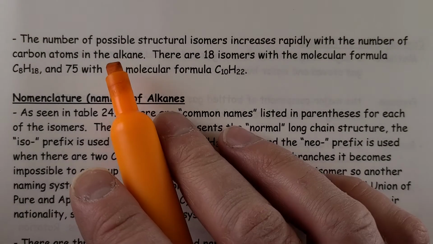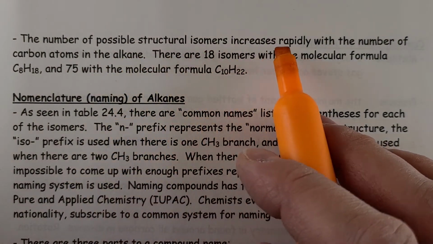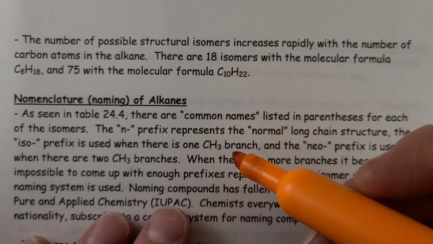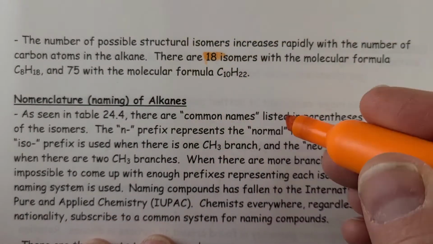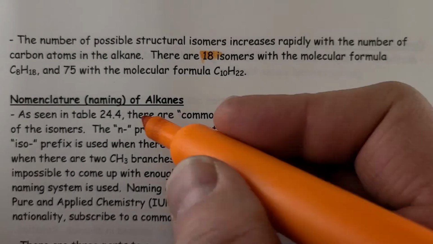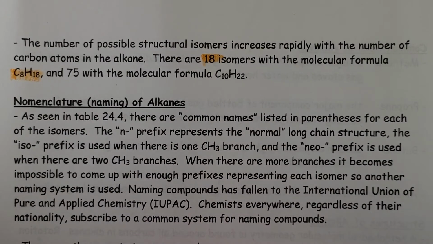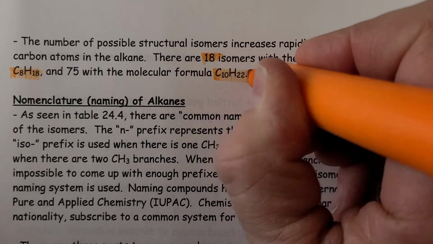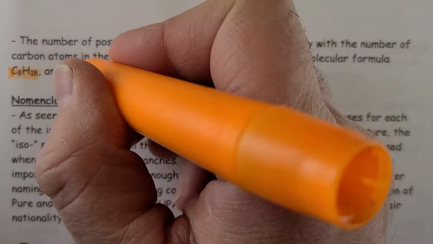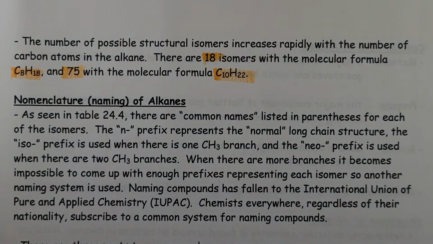And if I keep going up, the number of possible structural isomers increases rapidly when I add more carbons on. For example, there are 18 isomers, or versions, when I have the molecular formula C8H18. And if I jump up to 10 carbons, there are actually 75 different arrangements that you could make.